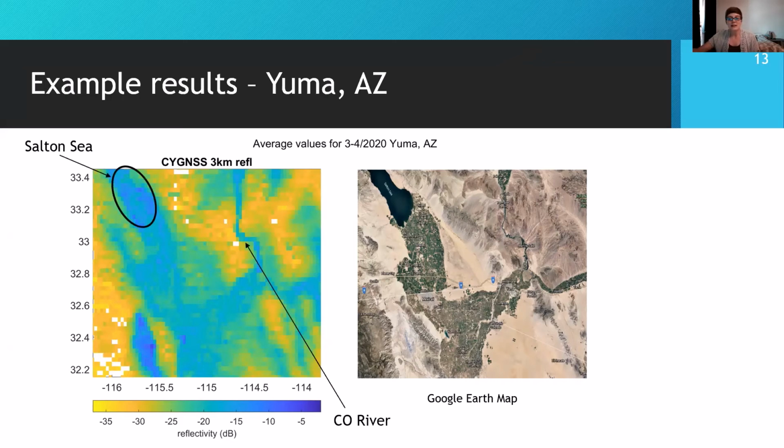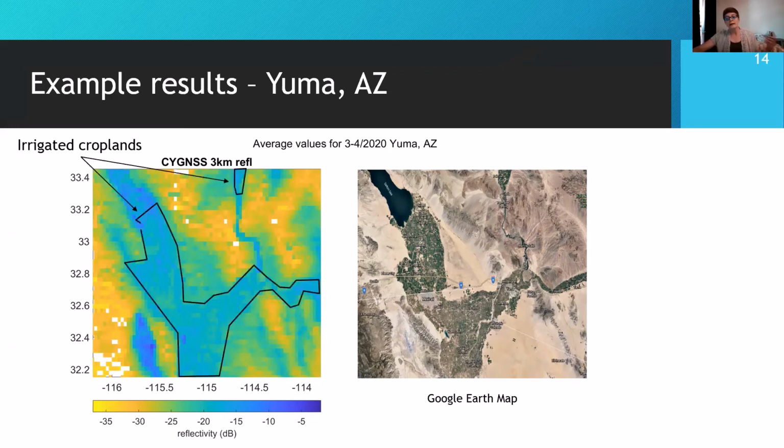We can clearly see the Salton Sea and the Colorado River have high reflectivity values on this map. More importantly, the irrigated croplands with higher soil moisture than the surrounding desert also have higher reflectivity values.